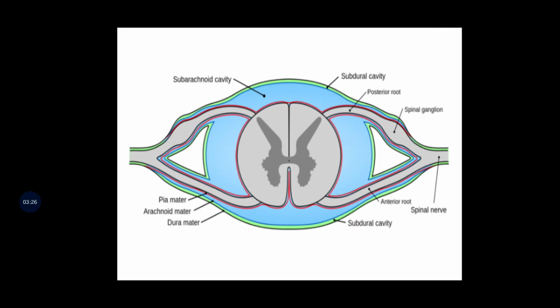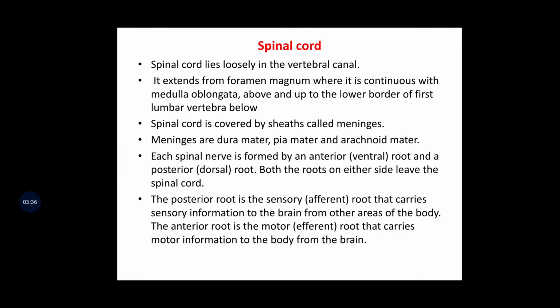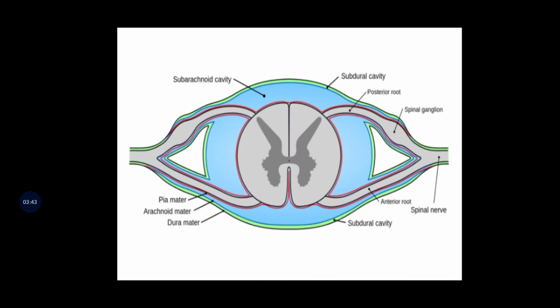Now we have 31 pairs of spinal nerves which are both sensory and motor. They branch from the human spinal cord, and they are formed from the combination of nerve fibers, as you have already been told, the posterior and the anterior root. So the spinal nerve emerges from the spinal column through the opening, which we call the intervertebral foramen. An exception is the first spinal nerve, C1, which emerges between the occipital bone and the atlas. Atlas is the first vertebra.